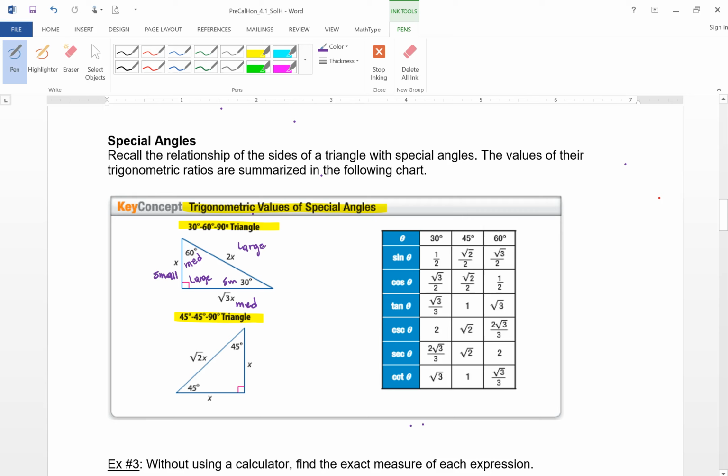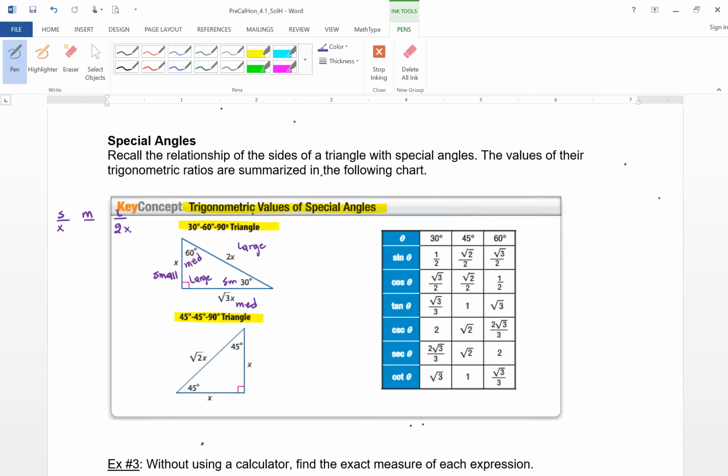Okay, now, in the 30, 60, 90 triangle, the relationships of the sides are always the same. We always call the small side x, okay? And now you have the medium and the large. So if you have x for the small, the large is always 2 times x, okay? So the medium one is somewhere in between 1 times x and 2 times x.